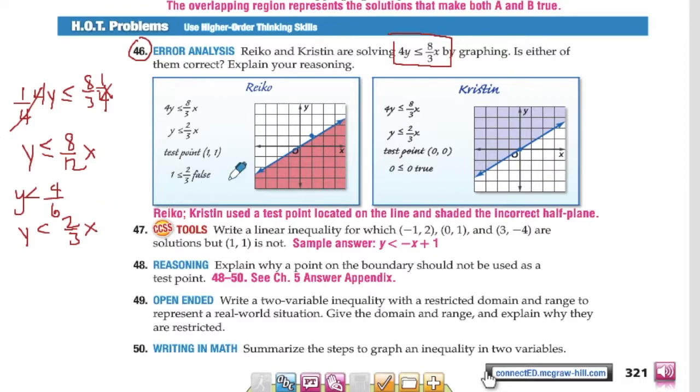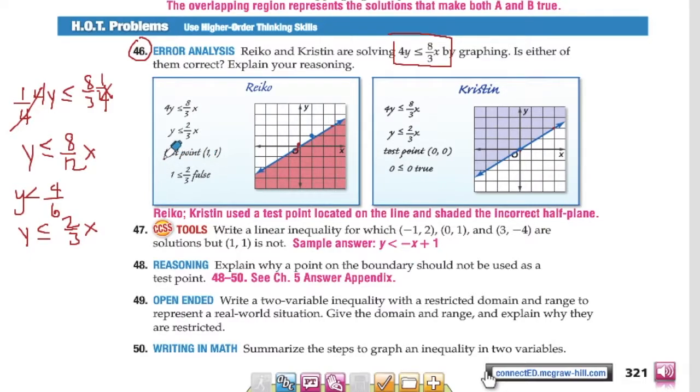So the y-intercept is 0, 0. Both Rico and Kristen have 0, 0 on their graph. The slope is 2/3, up 2 over 3, up 2 over 3. They both have solid lines, which is what they need, so they'll both check out there. And then finally, we need a test point to see which way to shade on our boundary line.